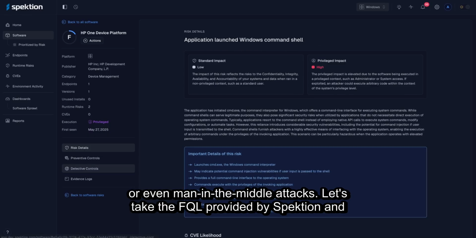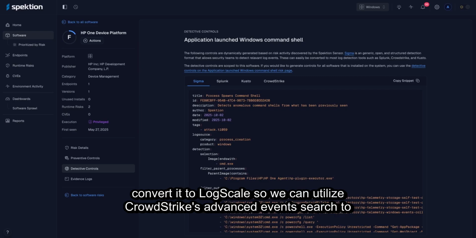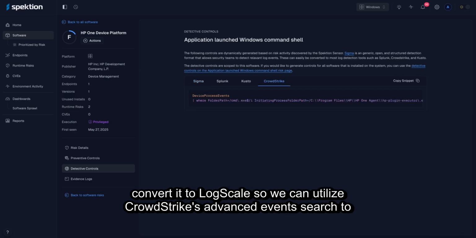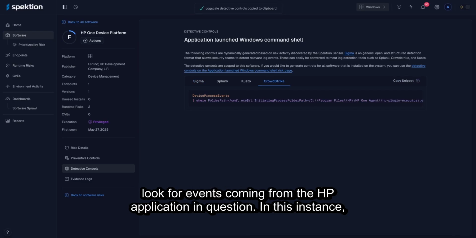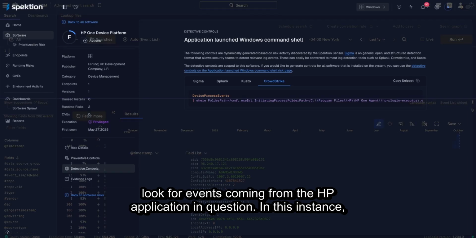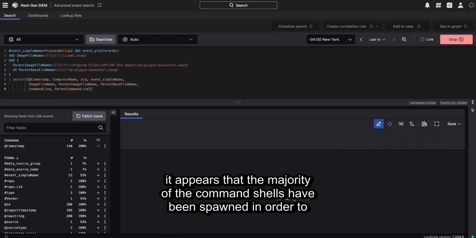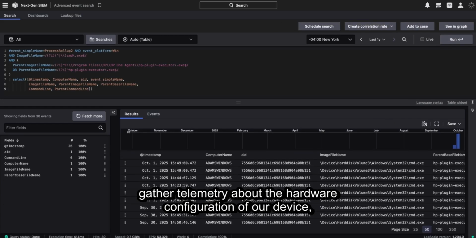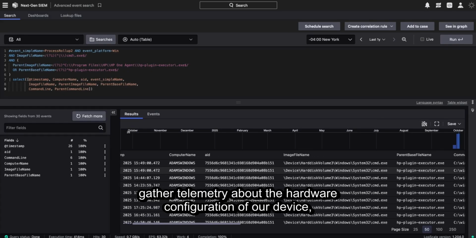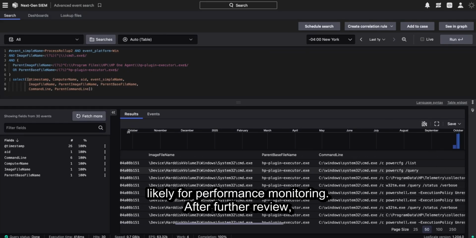Let's take the FQL provided by Spektion and convert it to log scale so we can utilize CrowdStrike's advanced event search to look for events coming from the HP application in question. In this instance, it appears that the majority of the command shells have been spawned in order to gather telemetry about the hardware configuration of our device, likely for performance monitoring.